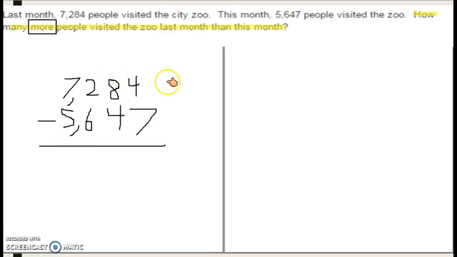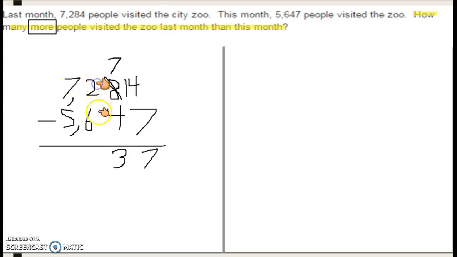We cannot take 4 minus 7. So we're going to jump over to the tens place and borrow from the 8. Remember, this is the tens place, so this is actually 80. So we're actually going to borrow 10. We now have 70 in the tens place, and the 10 makes the 4, 14. 14 minus 7 is 7. 7 minus 4 is 3.